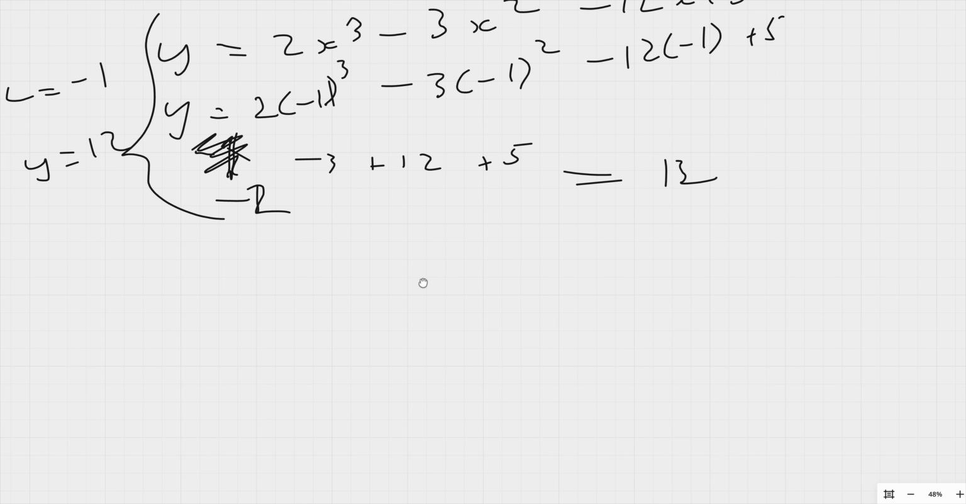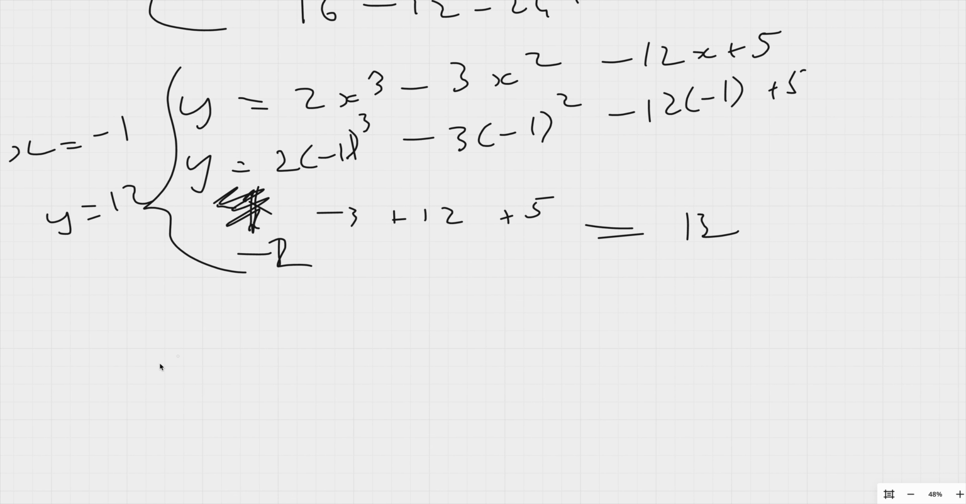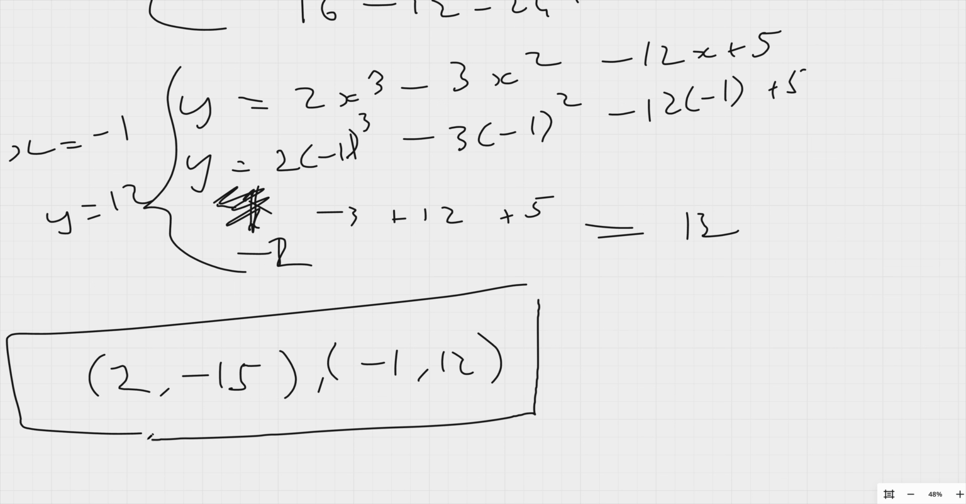What does this mean? That our turning points of our cubic, because there are 2 turning points, give us 2, minus 15 and minus 1, 12. These are our turning points. You have found stationary points or turning points, either way you want to call them.